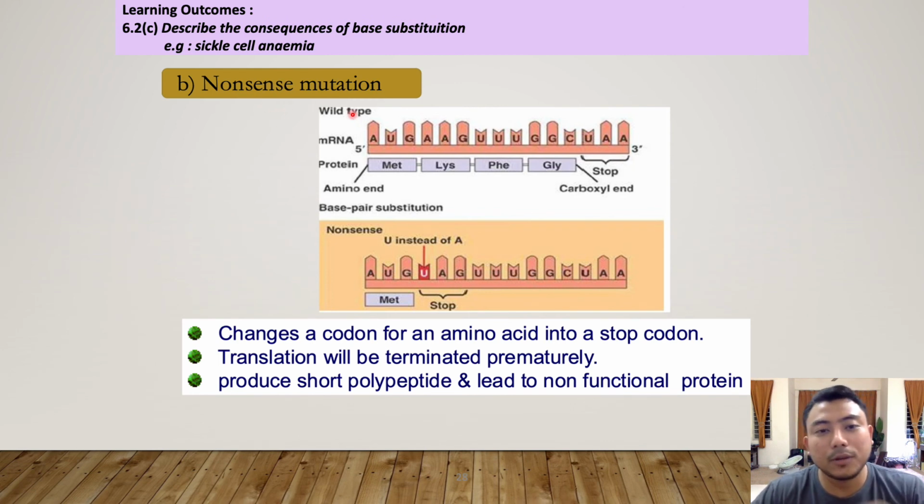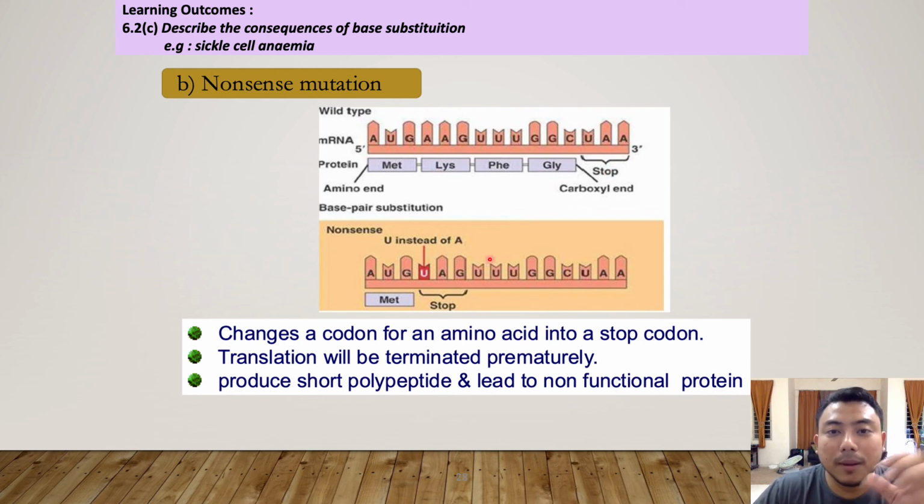Okay, nama dia pun nonsense. Kenapa nonsense? Okay, because it will encode for a stop codon. Changes a codon for an amino acid into a stop codon. So translation will be terminated prematurely and produce short polypeptide and lead to non-functional protein. Okay, nonsense mutation. Sepatutnya saya expect ada 4 lah amino acid yang sepatutnya encoded here.